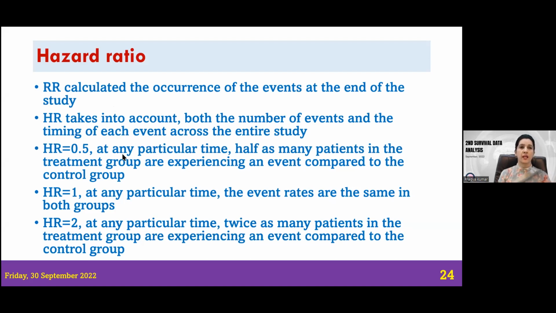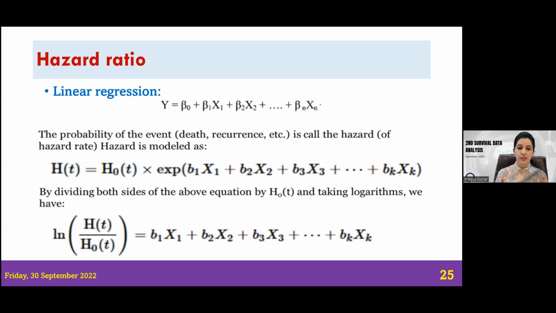So it is the same as before: less than 1, more than 1, and 1. If it is 0.5, then at any particular time, half as many patients in the treatment group are experiencing an event compared to the control group. If the HR is 1, then at any particular time, event rates are the same in both groups. And if it is 2, at any particular time, twice as many patients in the treatment arm are experiencing an event as compared to the control group.